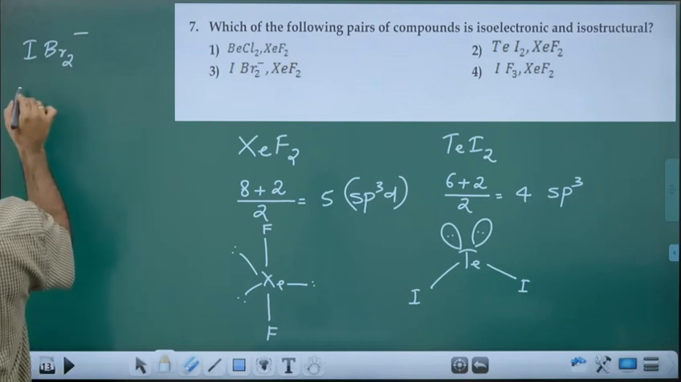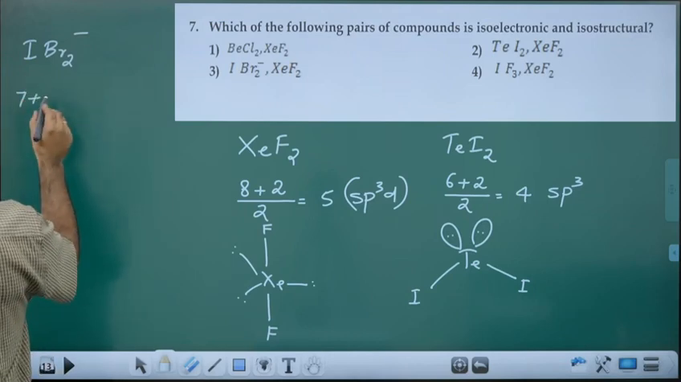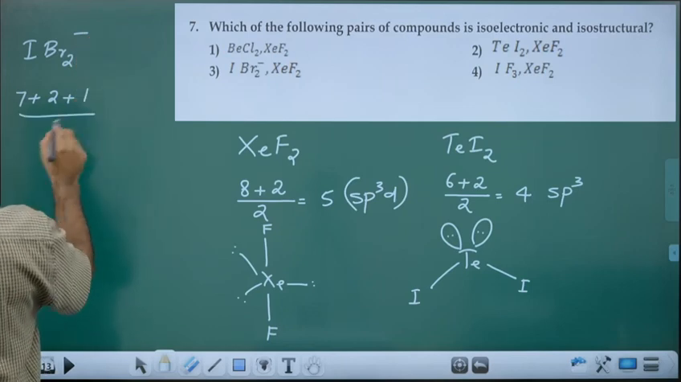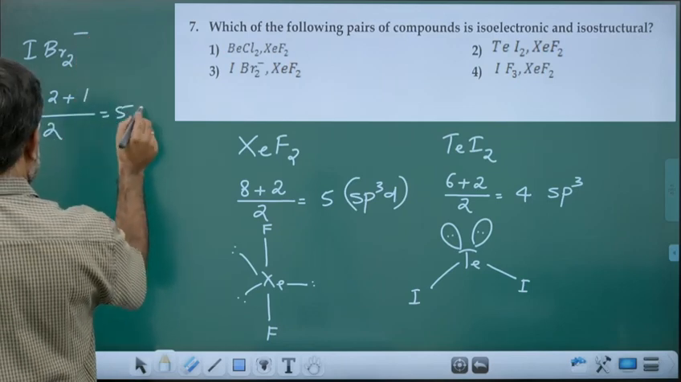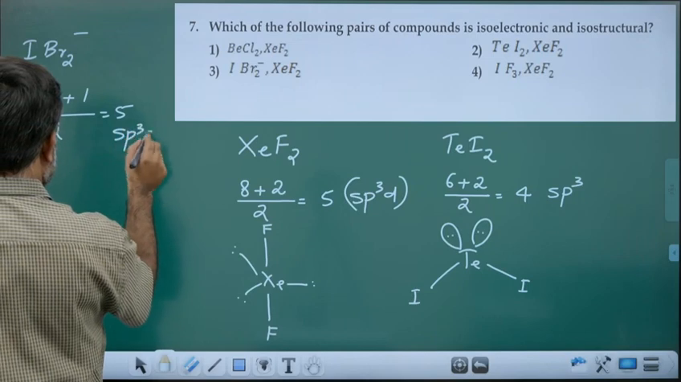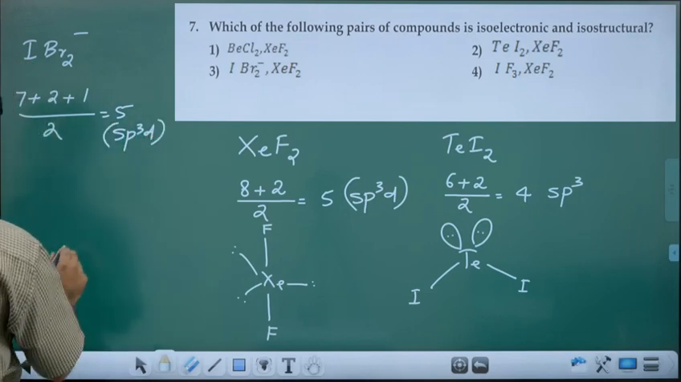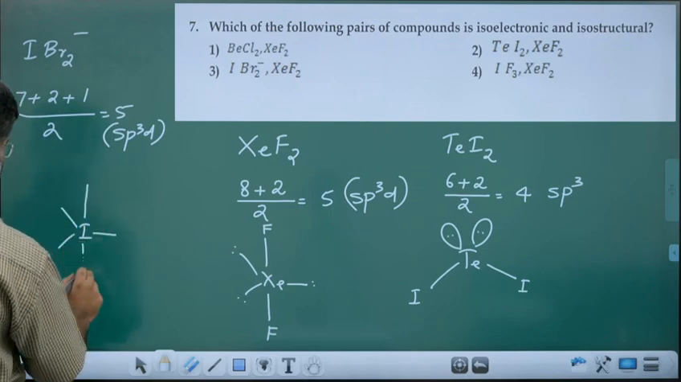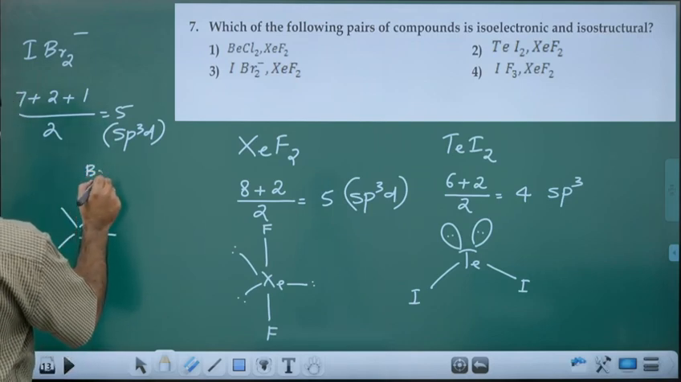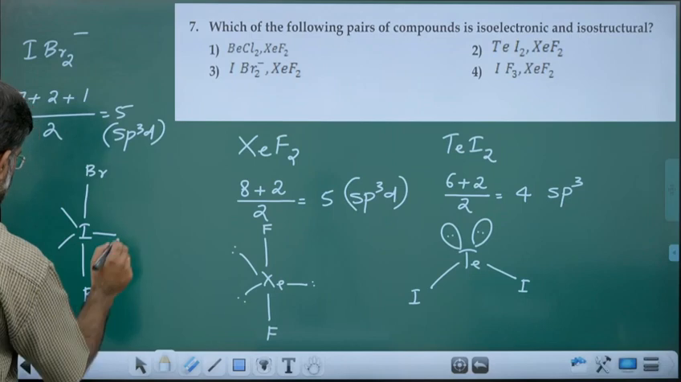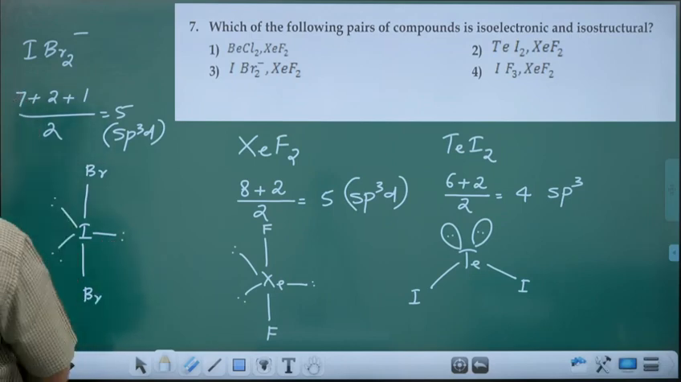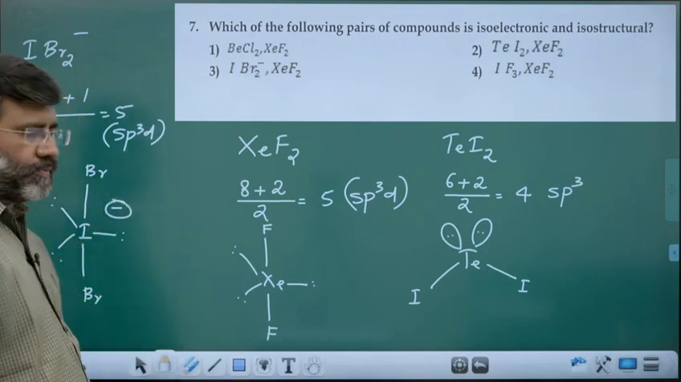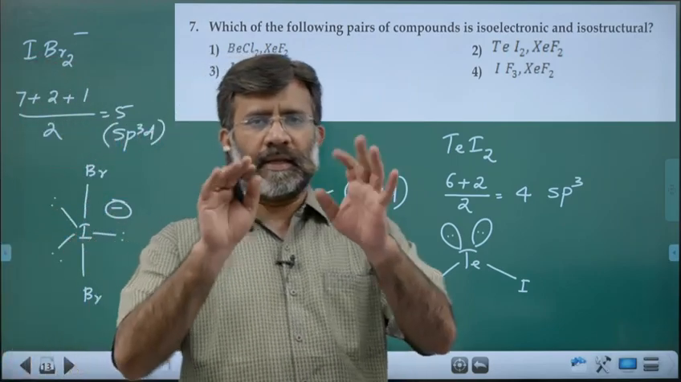IBr2 minus. Iodine has 7 valence electrons, surrounded by monovalent atoms 2 and 1 charge. So it is 10 by 2, you will get 5, and it is sp3d hybridization. It will go for iodine 1, 2, 3, 4, 5, and you have 2 bromine like this with the 3 lone pairs. And it is overall minus charge. It is a linear molecule.